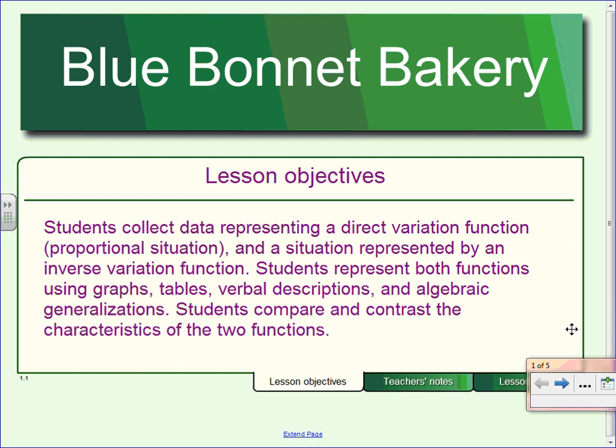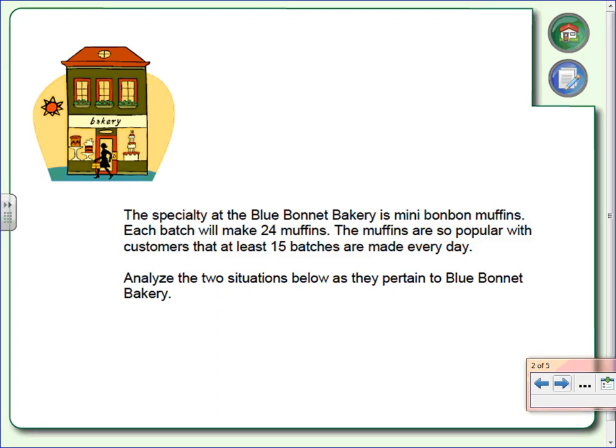So we got two different things going on today. And if you look at your paper there, you'll notice that you've got two different situations, and we'll be working on both of those situations here in a little bit. But let's take a look at the scenario that we're going to be dealing with today. Now, we've got this bakery called the Blue Bonnet Bakery, and it makes some muffins. Now, notice here it says that each batch will make 24 muffins. The muffins are so popular with customers that at least 15 batches are made every single day.